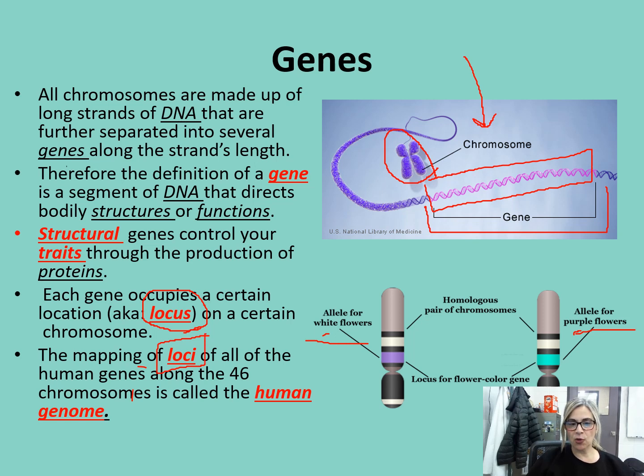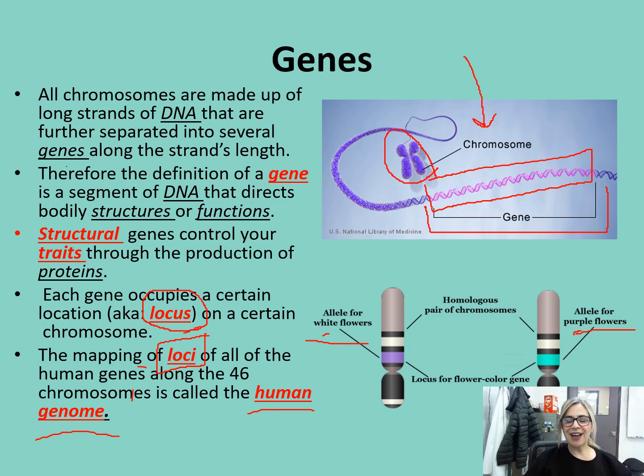loci is plural, so that's all of the human genes along our 46 chromosomes, okay? So those are all the loci, and we call that the human genome. And that actually is in our program of study. So when we talk about the human genome, we're saying that we have 46 chromosomes. And we now know, because of the Human Genome Project, exactly where the genes are that code for which proteins and in turn which particular traits.